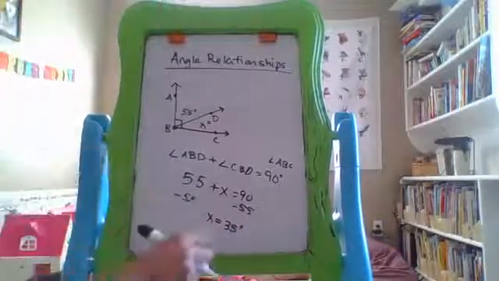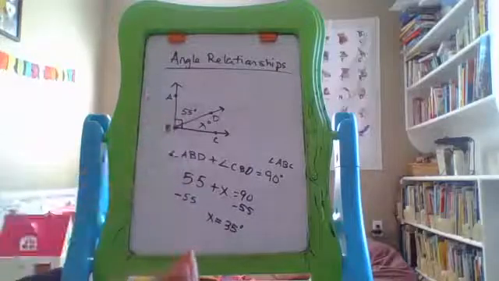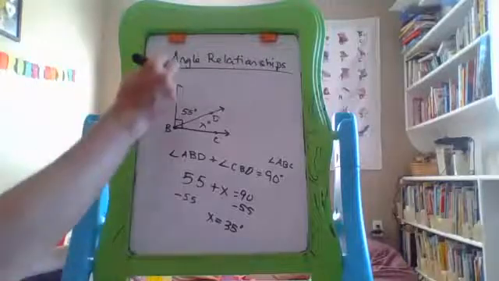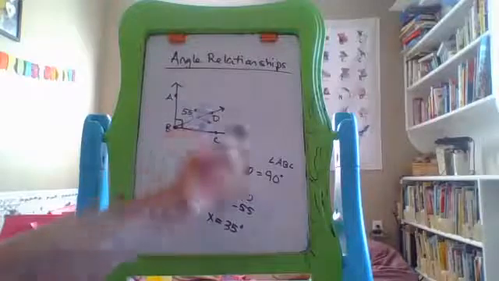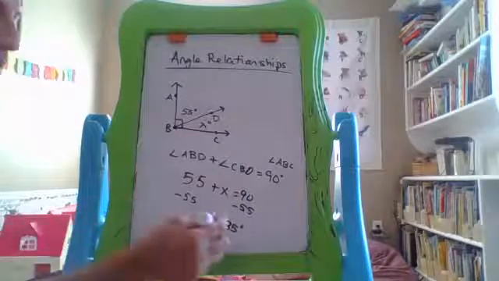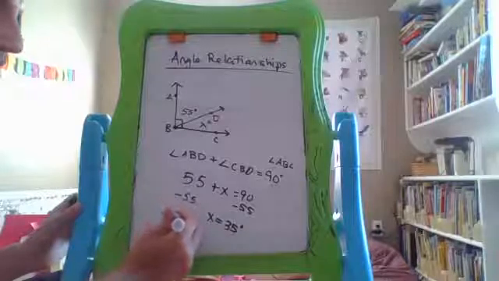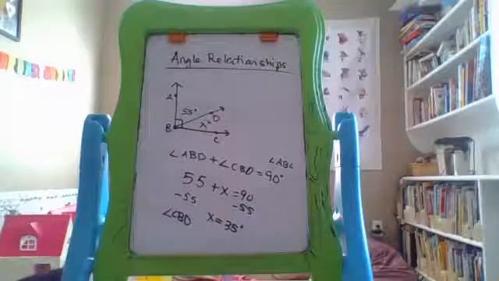So what this does for us is it's a way where we can find angle DBC. We have ABD, we have CBD, we know they add up to 90, and we can plug in our numbers and solve for X, which is angle CBD. So that's how you solve with complementary angles.